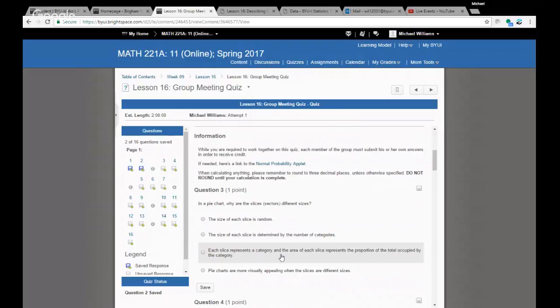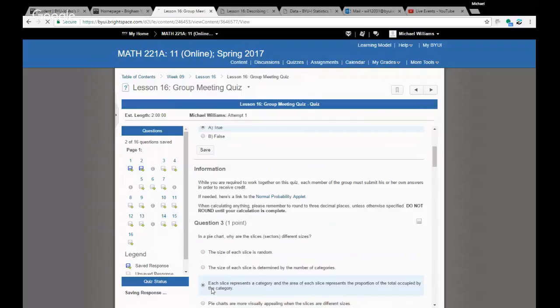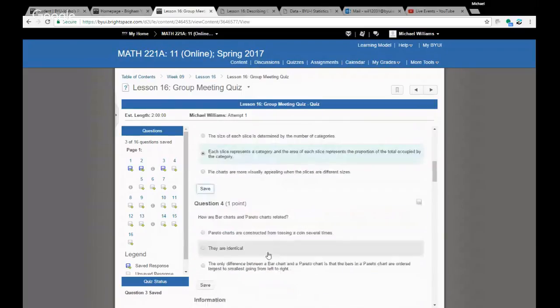Okay, so you said it's the third one, category in the English. Yeah. Okay, I just had to read that long sentence. How are bar charts and Pareto charts related? It's the last one. Yep. They're just ordered from largest to smallest.